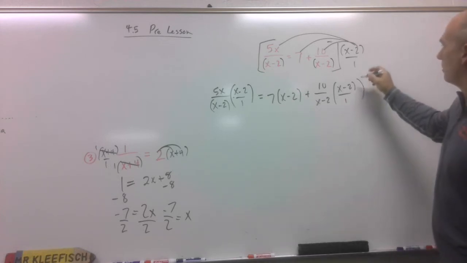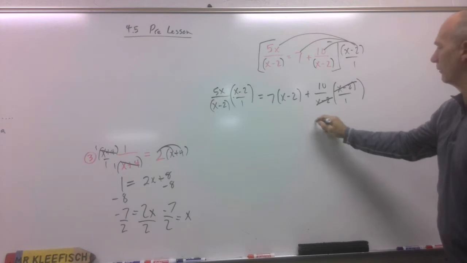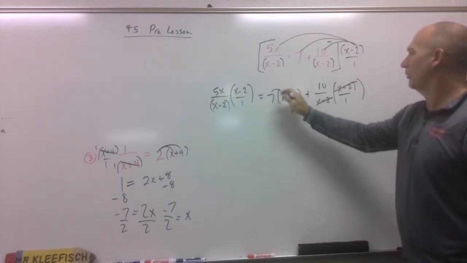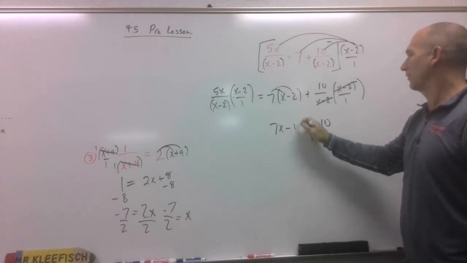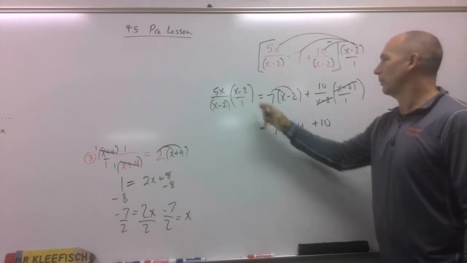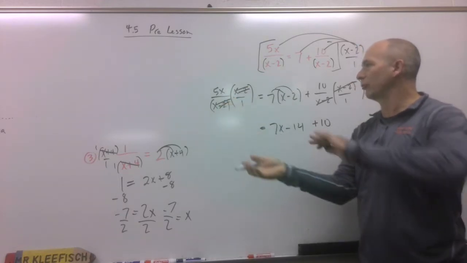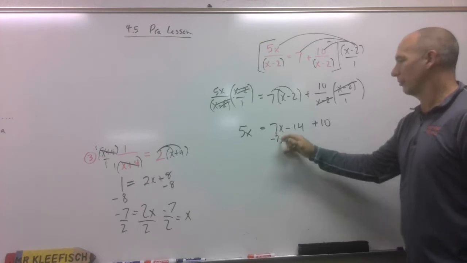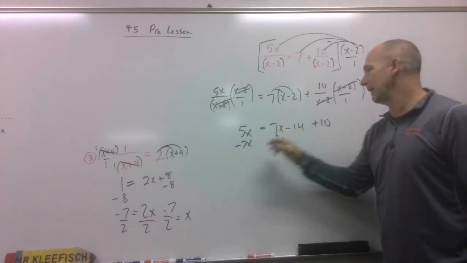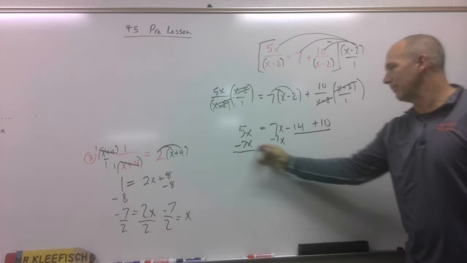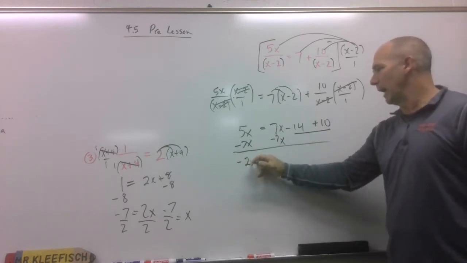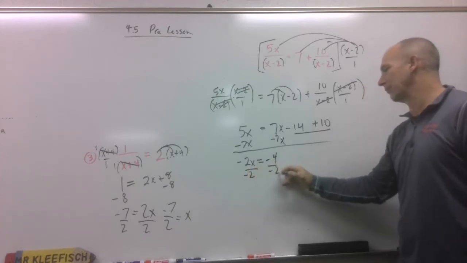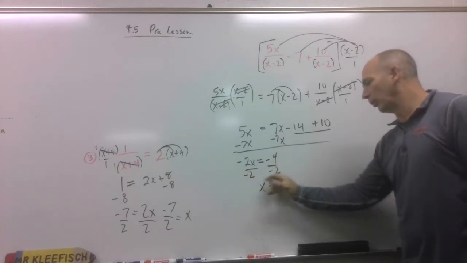So here, these cancel, which is good, so I'm left with 10. Over here, I have to distribute, 7x minus 14 plus 10 equals, and then the x minus 2's cancel, I get 5x. And I've got this equation to solve, so I'm going to subtract 7x from both sides, and I'm going to add these together at the same time. So I get negative 2x equals negative 4, divide by negative 2, divide by negative 2, so x is 2.